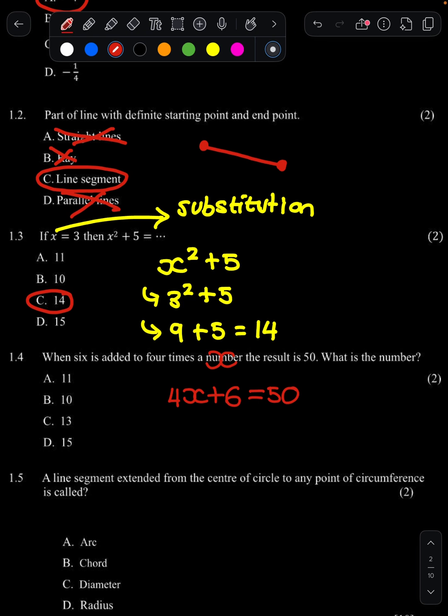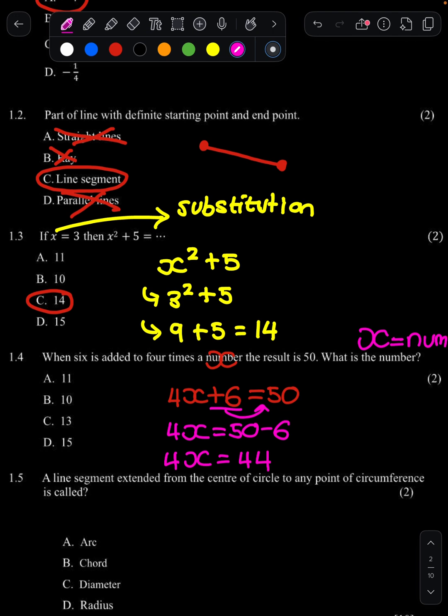How we solve for x is we are going to take everything across. We want it in this form where we have x on one side and it's equal to some number. So if we take this 6 across, it was plus 6. We do the inverse operation, so the opposite. So we are going to minus 6 on the other side. So it is going to be 4x is equal to 50 minus 6. So 4x then is equal to 50 minus 6 is 44.